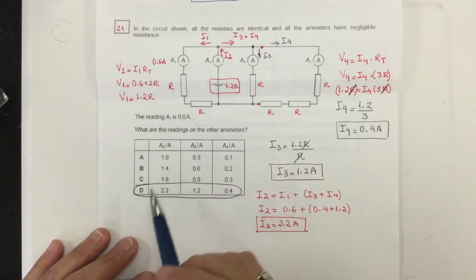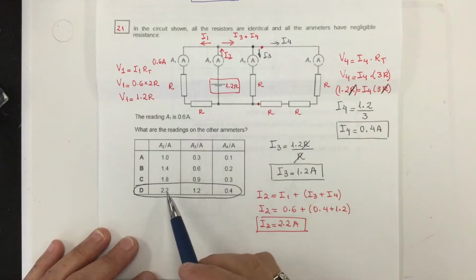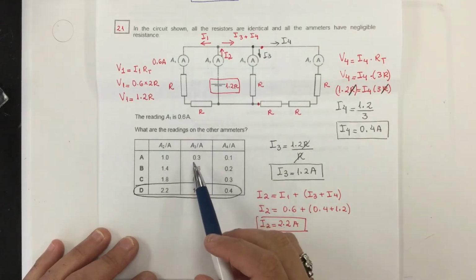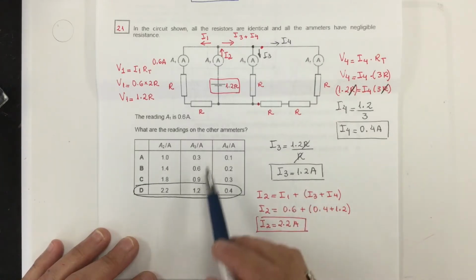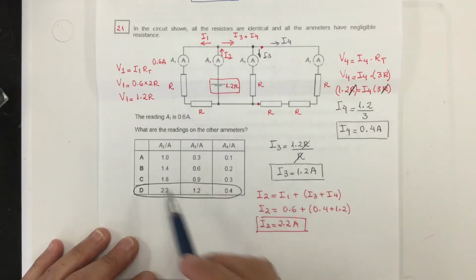So the answer for this question is option D, 2.2. A3 is 1.2 and A4 is 0.4.